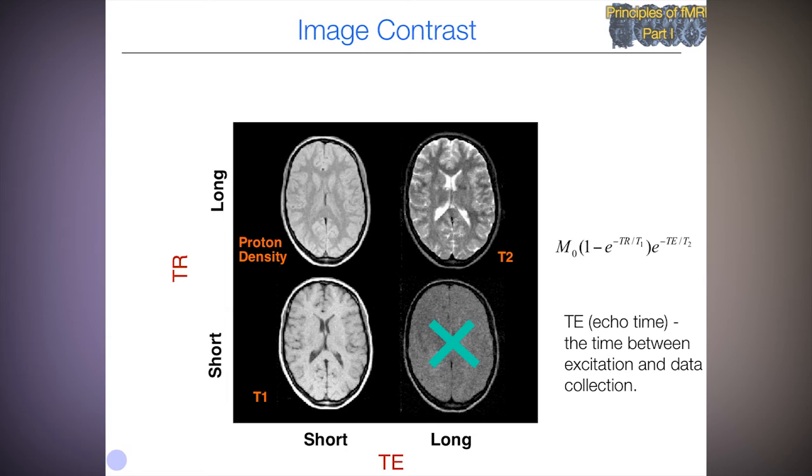Similarly, if we have a short TR and a short TE, we get what's called a T1 weighted image. And as you look at these images, they're quite different from each other because they're focusing on different tissue characteristics. So depending on what type of information we want to convey with these images, we might choose one of these different image contrasts.